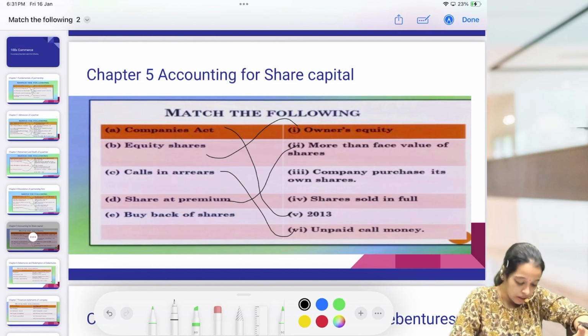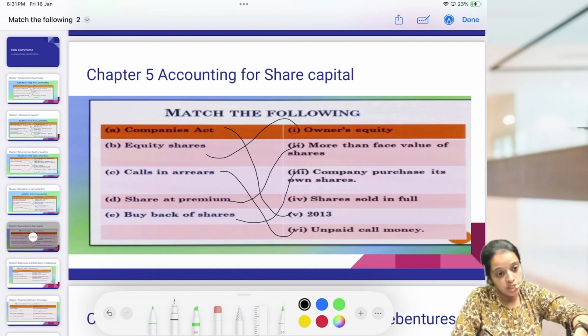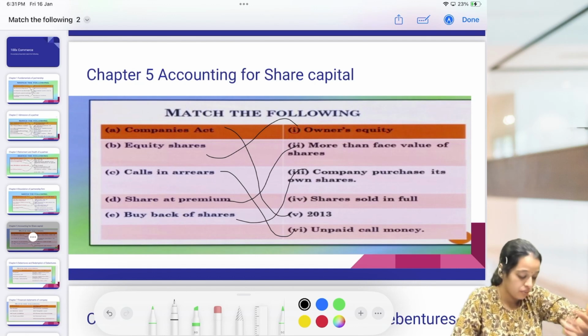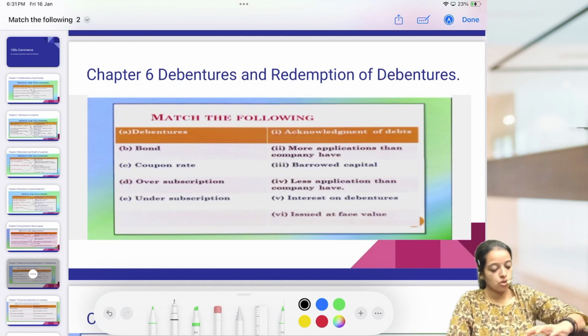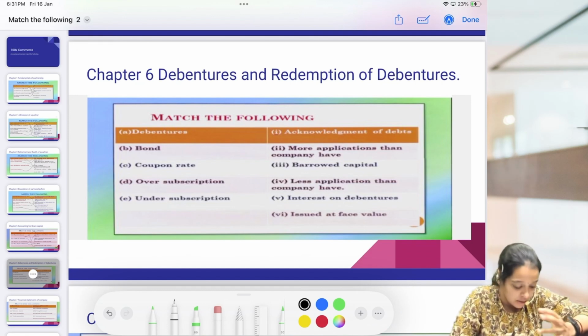premium. The share value will be collected more than the face value. Buyback shares, the company is going to purchase its own shares from the open market or from the stock exchange. Next, debentures and redemption of debentures, that is your chapter number 6. So debenture, the first question itself we have is debentures.